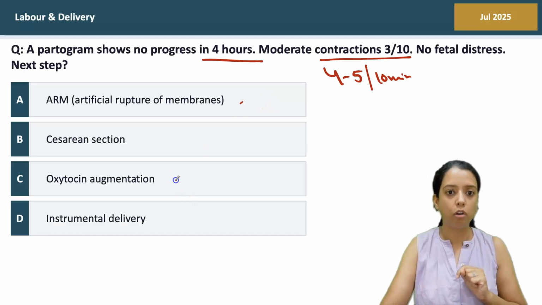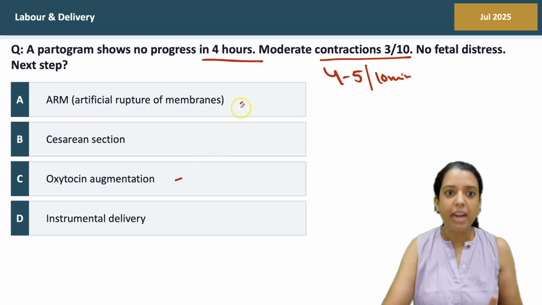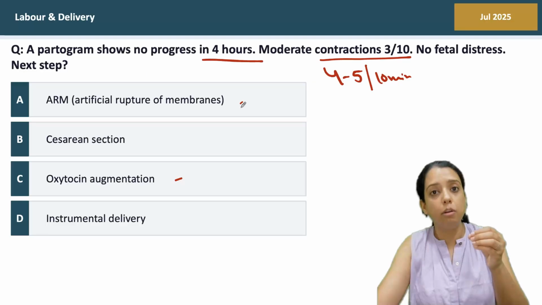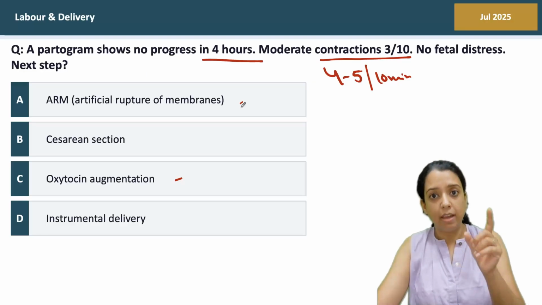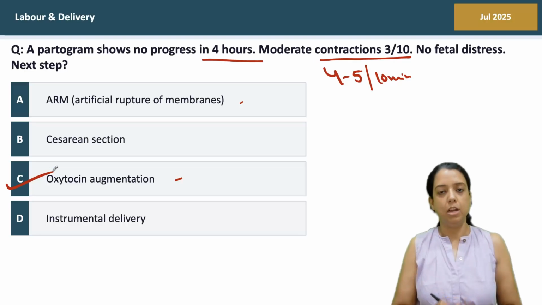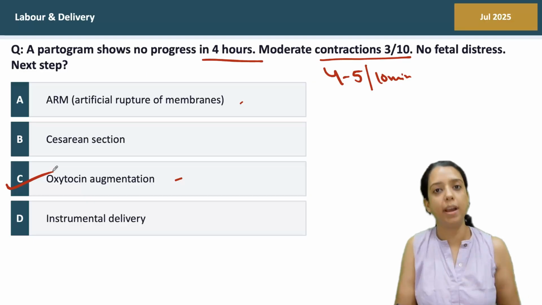Either ARM or oxytocin. Which is better? ARM, artificial rupture of membranes, is done only when the cervix is dilated, only when your Bishop score is good. When it is not mentioned, oxytocin is better. Oxytocin augmentation, and when the cervix is open, then you do ARM.